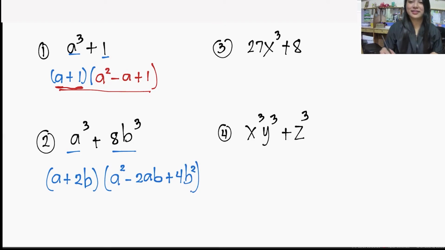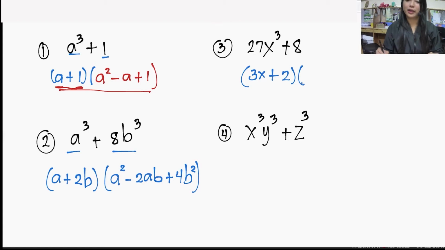Easy. Next, we have here 27x cubed plus 8. So again, get the cube root. What number are you going to multiply by itself to get 27? We have 3, because 3 times 3 times 3 will give us 27. So 3, and then the cube root of x cubed is simply x. How about 8? What is the cube root of 8? 2 times 2 times 2 is 8. Therefore, the cube root of 8 is 2.